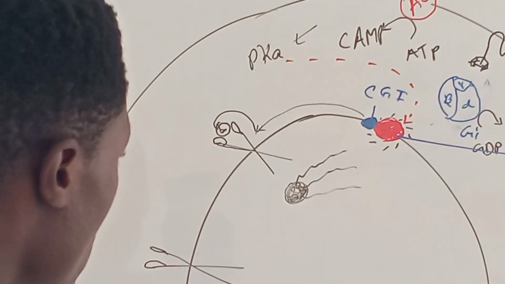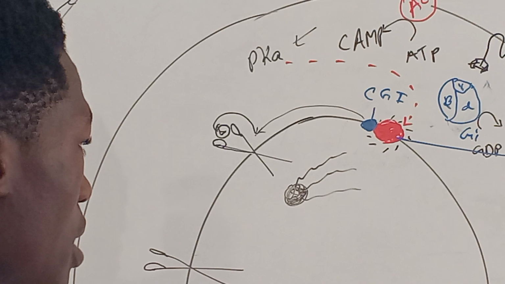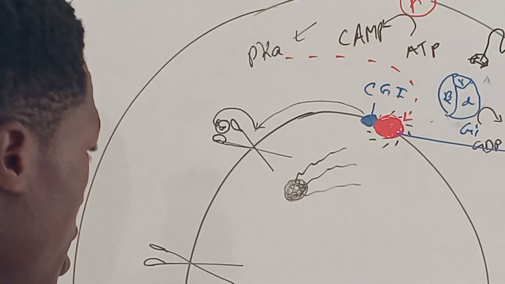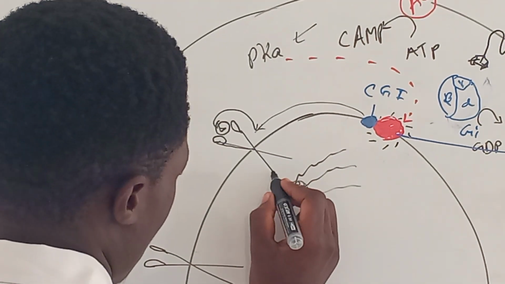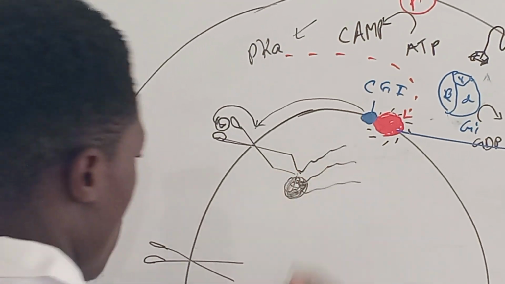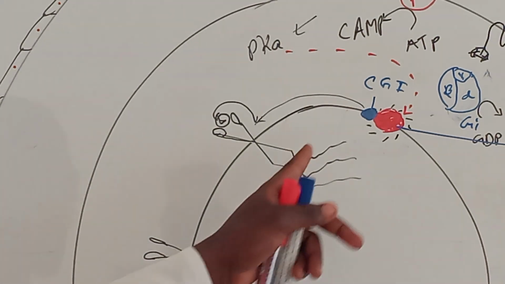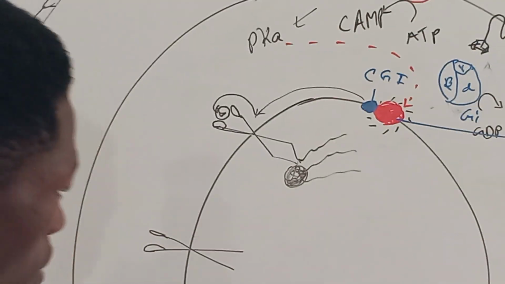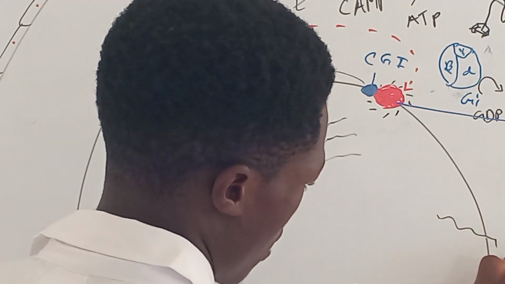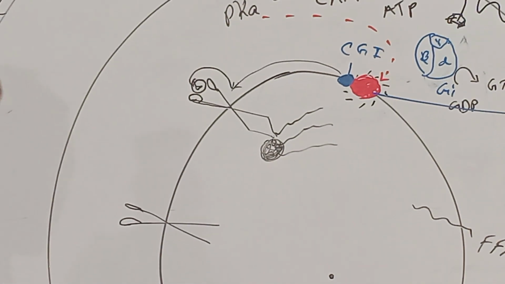Alright, now what is going to happen is that this particular enzyme is going to cut the ester bond linking the fatty acid and the glycerol. So it's going to cut here. Alright, it's going to cut that ester bond. Now what is going to happen? We are going to release the free fatty acid. This is the first free fatty acid.